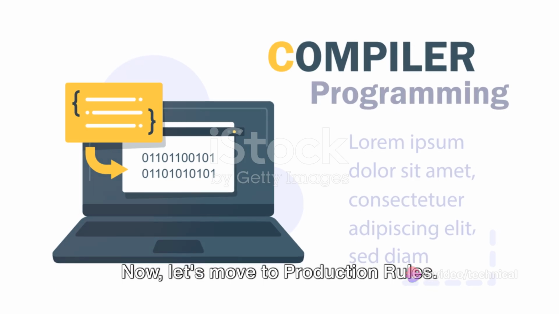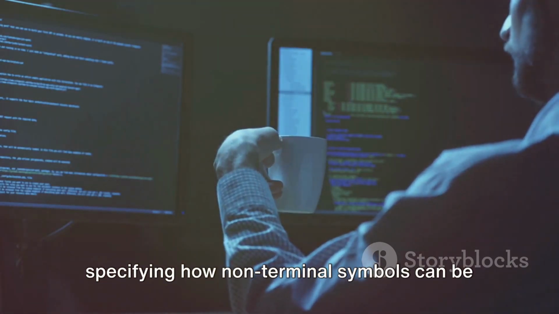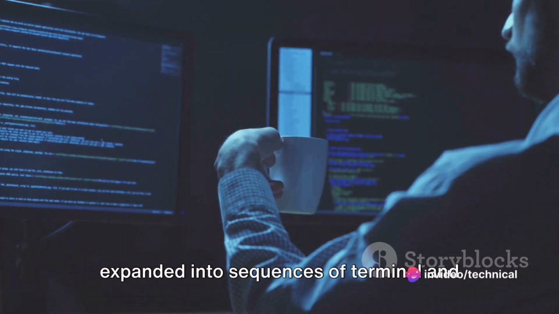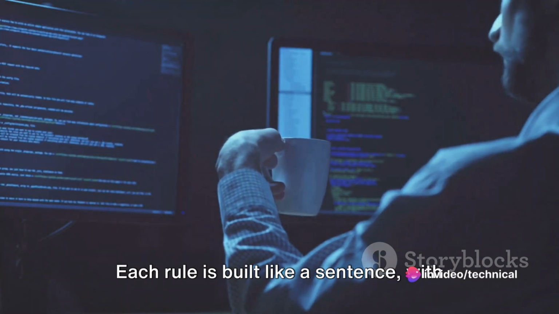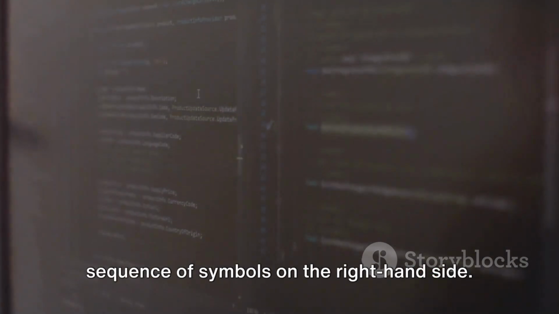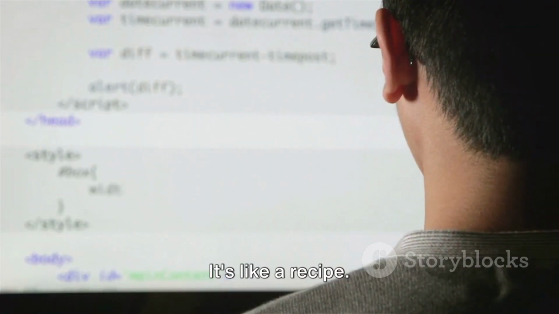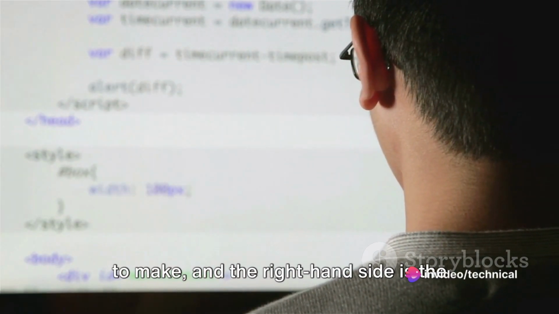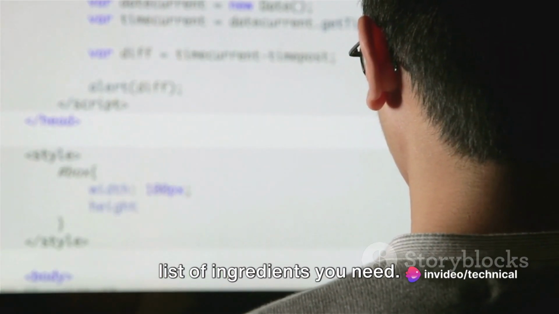Now, let's move to production rules. They are the laws of the land in CFGs, specifying how non-terminal symbols can be expanded into sequences of terminal and non-terminal symbols. Each rule is built like a sentence, with a non-terminal symbol on the left-hand side, an arrow in the middle, and a sequence of symbols on the right-hand side. It's like a recipe. The left-hand side is the dish you want to make, and the right-hand side is the list of ingredients you need.